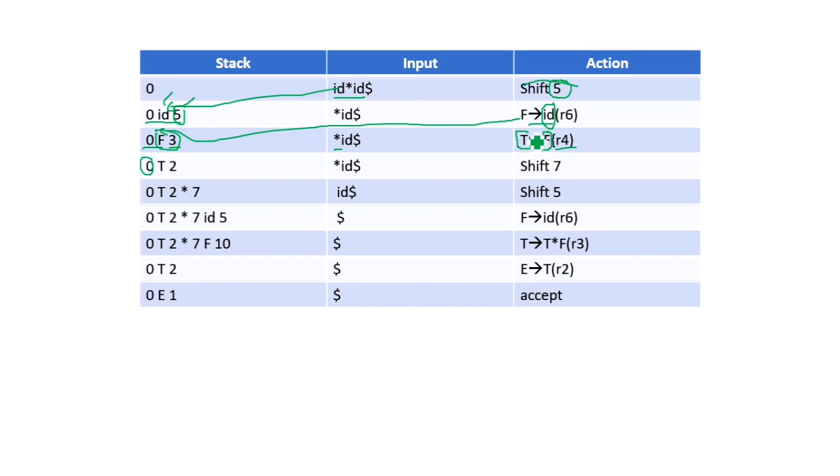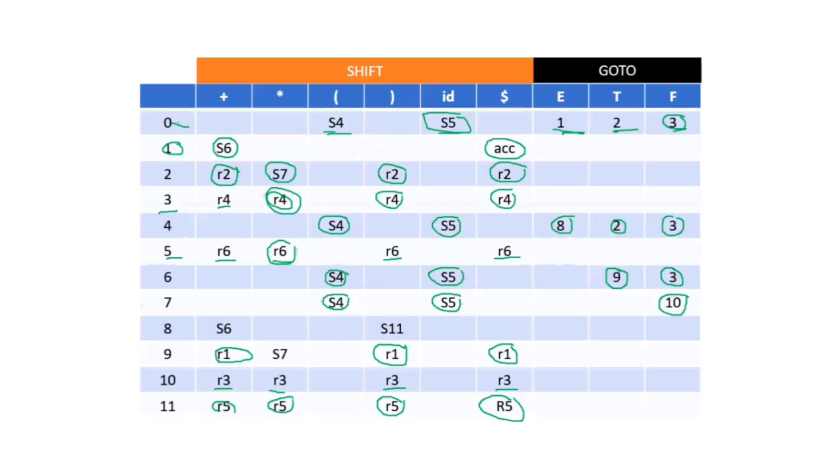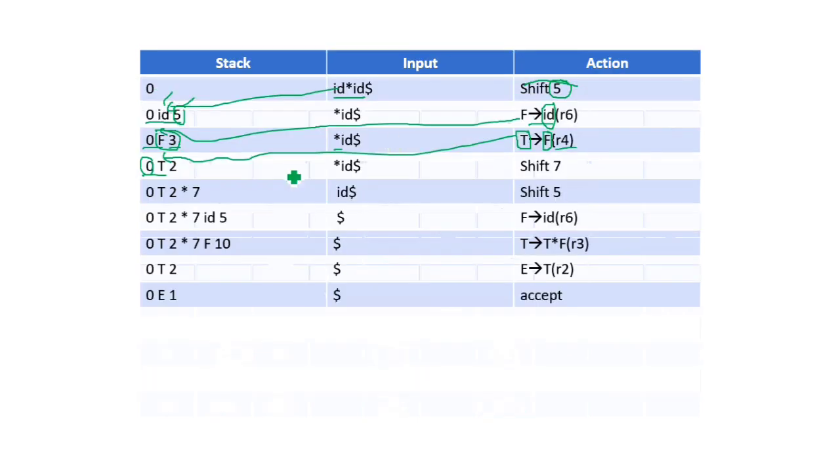Now you have to push the non-terminal inside the stack, the leftmost non-terminal. So T is pushed inside the stack. Then 0 comma T, look into the table. 0 comma T is actually 2. So 2 has to be pushed inside the stack. So that's what, 2 has been pushed inside the stack.